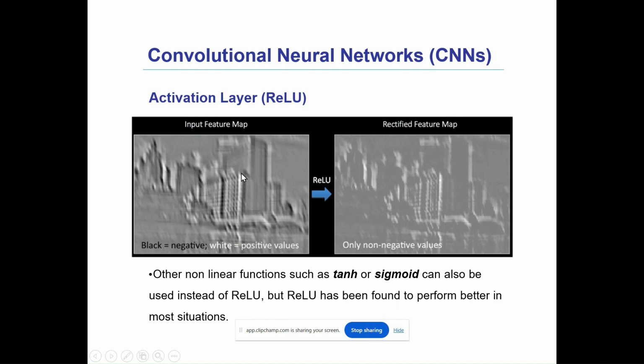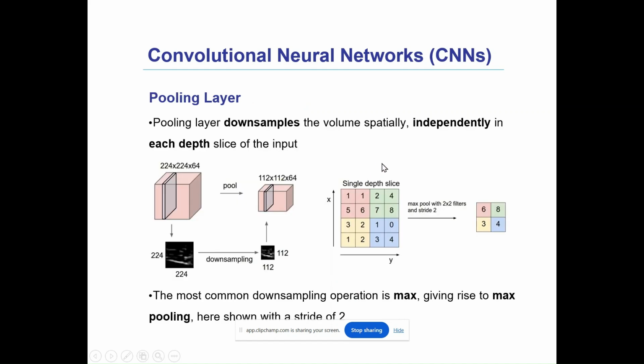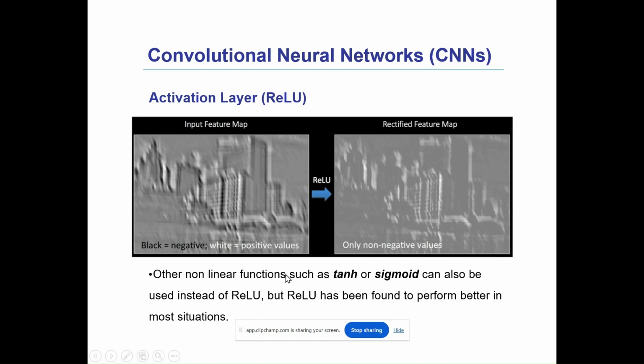Through the activation layer, here you can see the input feature map. When you apply ReLU, it shows this type of rectified feature map. Here black means negative and white means positive values. Only non-negative values, as you are seeing here, are in white color. So even though we have other nonlinear functions like tanh and sigmoid that can be used instead of ReLU, ReLU has been found to perform better in most situations.